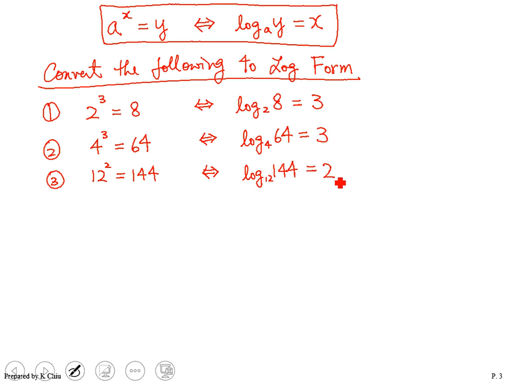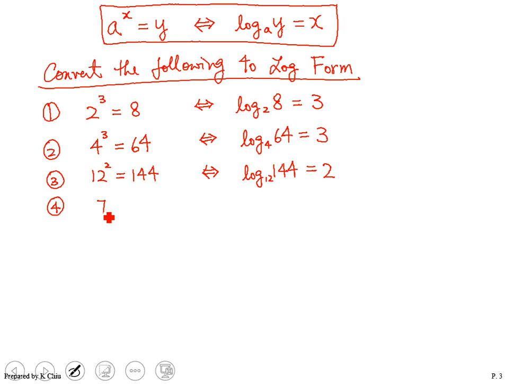Just like when we have 12 squared equal to 144, they are on the same line and the same font size. The 2 is the superscript, that is the exponent. Don't write it too big. Sometimes some students use the same font size and make it very confusing. Let's see another one.